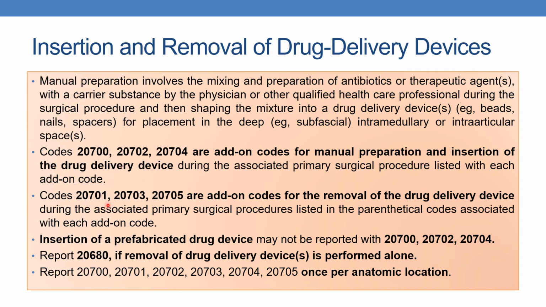Whereas the codes 20701, 20703 and 20705 are add-on codes for the removal of drug delivery device during the associated primary surgical procedure listed in the parenthetical codes associated with each add-on code. Next, insertion of prefabricated drug delivery may not be reported with 20700 or 20702 or 20704. And report 20680 if removal of drug delivery device is performed alone. Next, report 20700, 20701, 20702, 20703, 20704 and 20705 once per anatomical location.